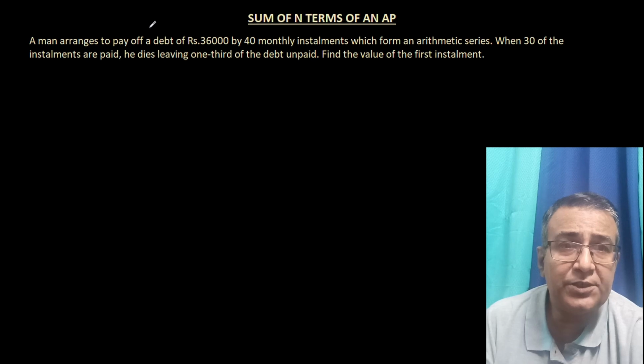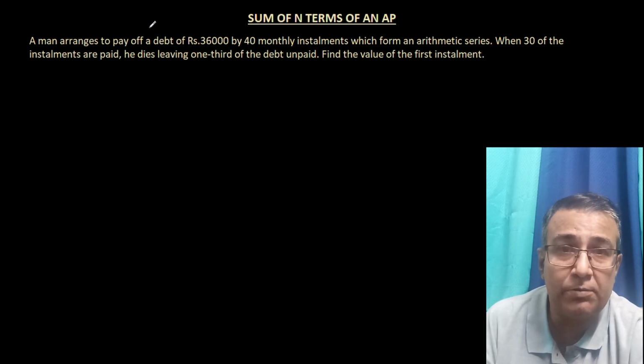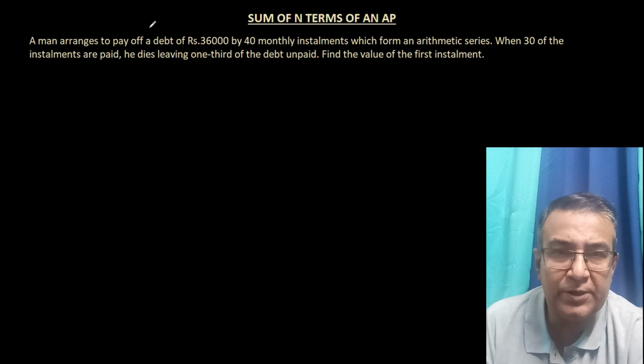So let's read the question. The question says that a man arranges to pay off a debt of rupees 36,000 in 40 monthly installments, which are in the form of an arithmetic series. And when 30 of the installments have already been paid, the man dies and he leaves one third of the debt still unpaid. And what we need to find out is the value of the first installment.